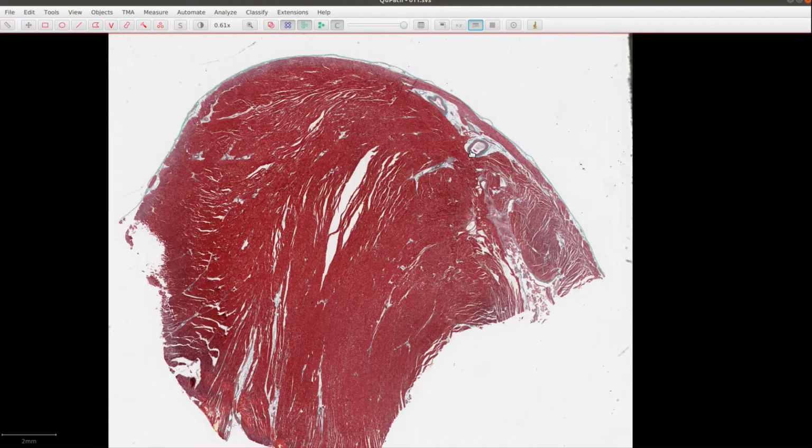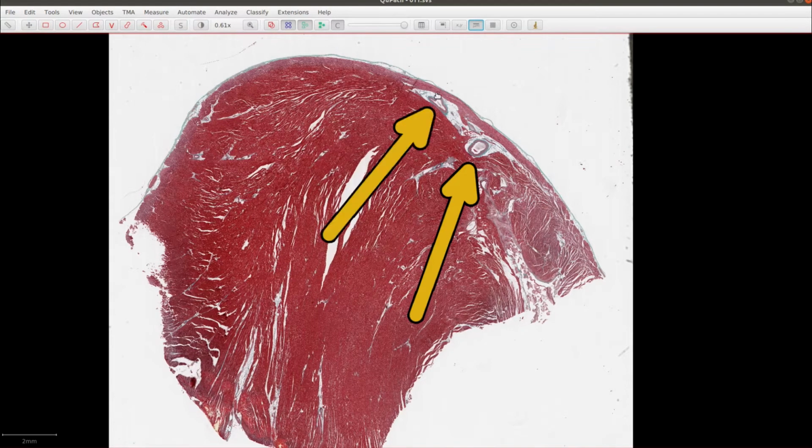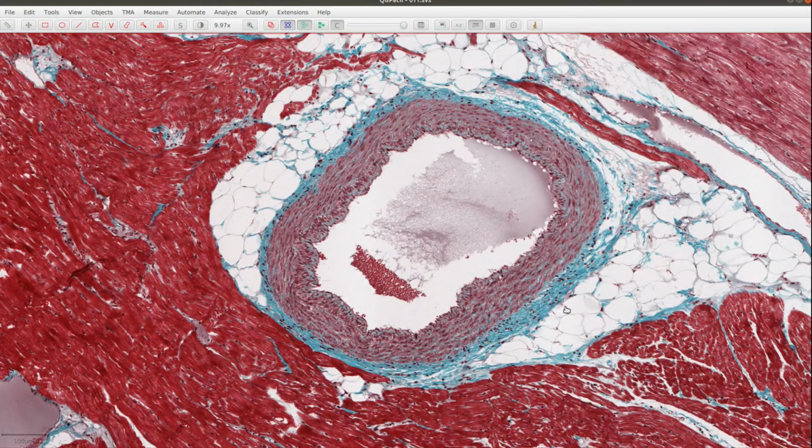This slide is a section of heart from a pig. At low power we can pick out two large blood vessels. There's one here and one here. This is a lovely typical section of an artery stained with Mason's trichrome, which highlights collagen with a turquoise stain. We can see the layers that we talked about in the schematic relatively well.